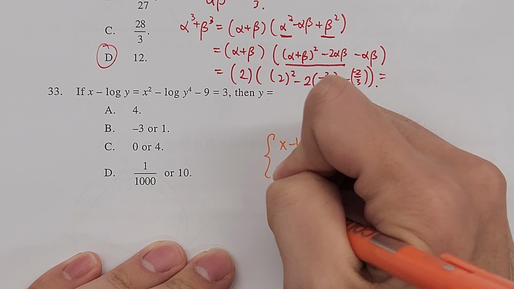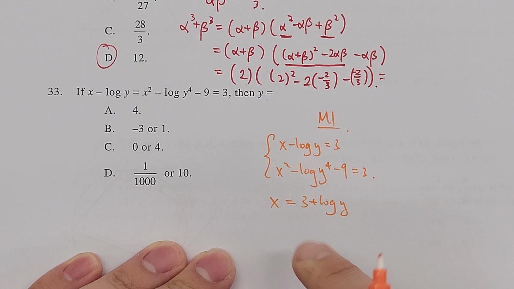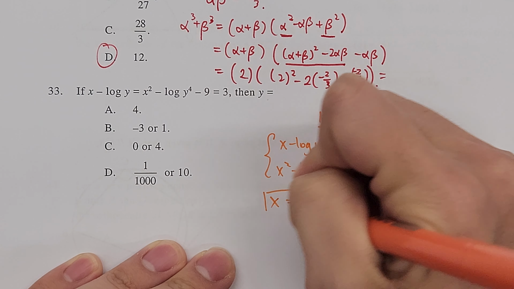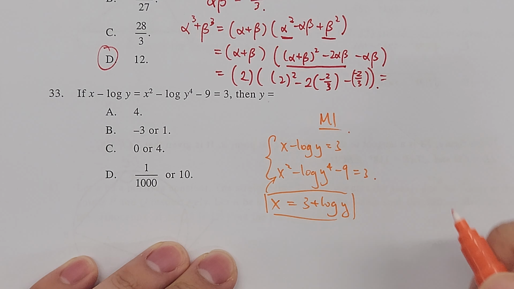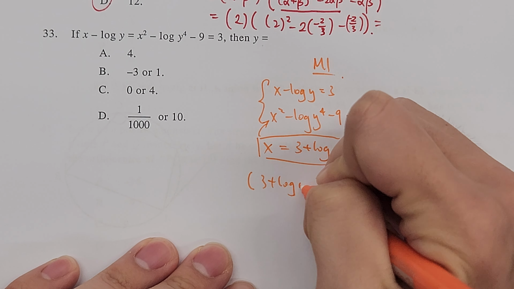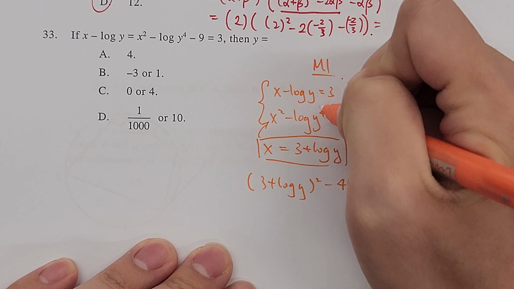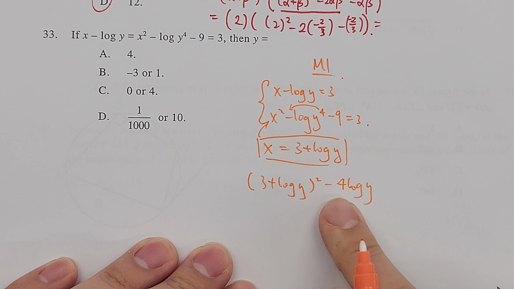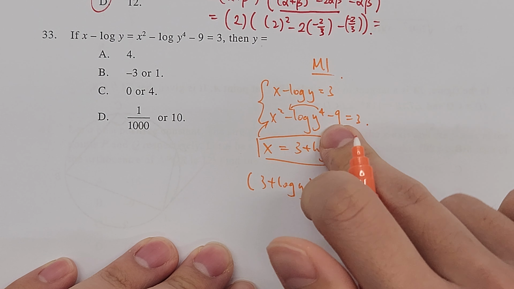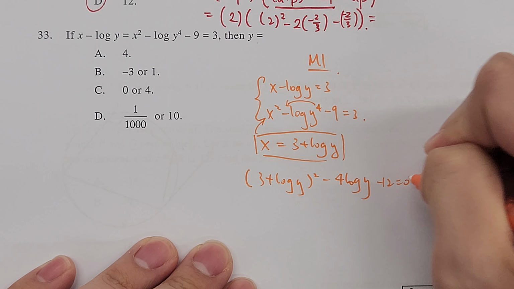So you make x the subject, and it becomes 3 plus log y. And then you substitute this into the second equation. So it becomes (3 plus log y) all squared, minus 4 log y, because you can put the 4 down to become minus 4 here, and then put the 3 on the left hand side, so it becomes negative 12 equals to 0.